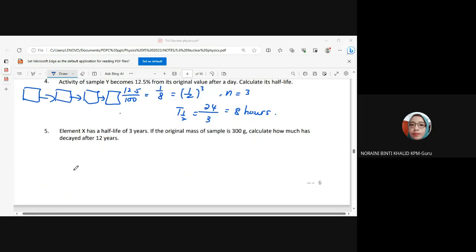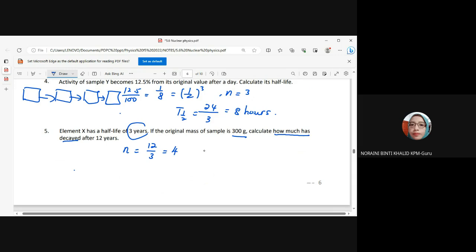Alright. Okay, number 5. Element X, half-life 3 years. Original mass 300. Calculate how much has decayed. Just now we just mentioned what is left. 12.5% left. Now how much decayed? Jadi ada proses lain sikit lah after that. So 300 gram after 12 years, how many half-life? 12 divided by 3 means 4 half-life.